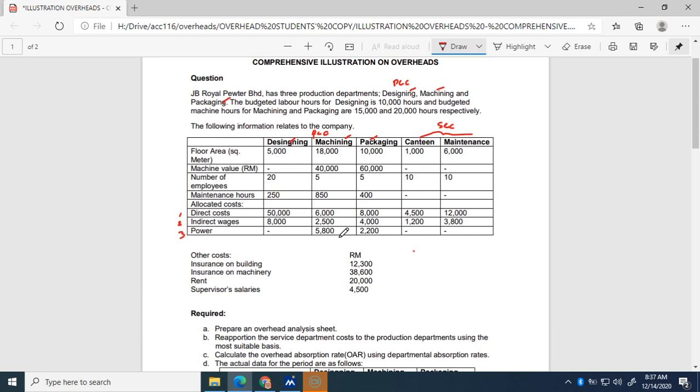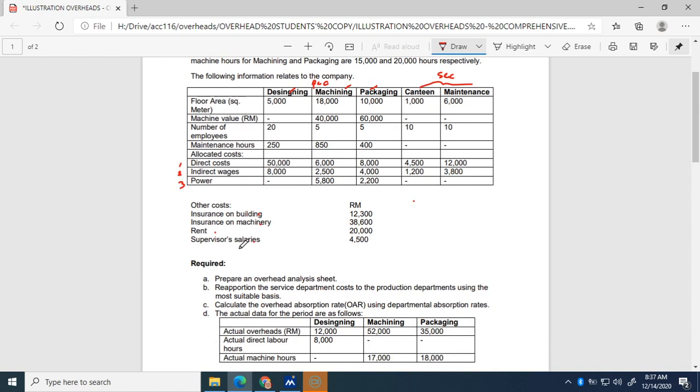And then other overhead costs are given in total: insurance on building, insurance on machinery, rent, and supervisors' salaries. So now you are required to prepare the overhead analysis sheet, and B, reapportion the service departments to the production departments using the most suitable basis. That means using the reciprocal basis or repeated distribution, but the ratio is not given. So you have to identify for canteen and maintenance the most suitable basis or absorption method to be used.